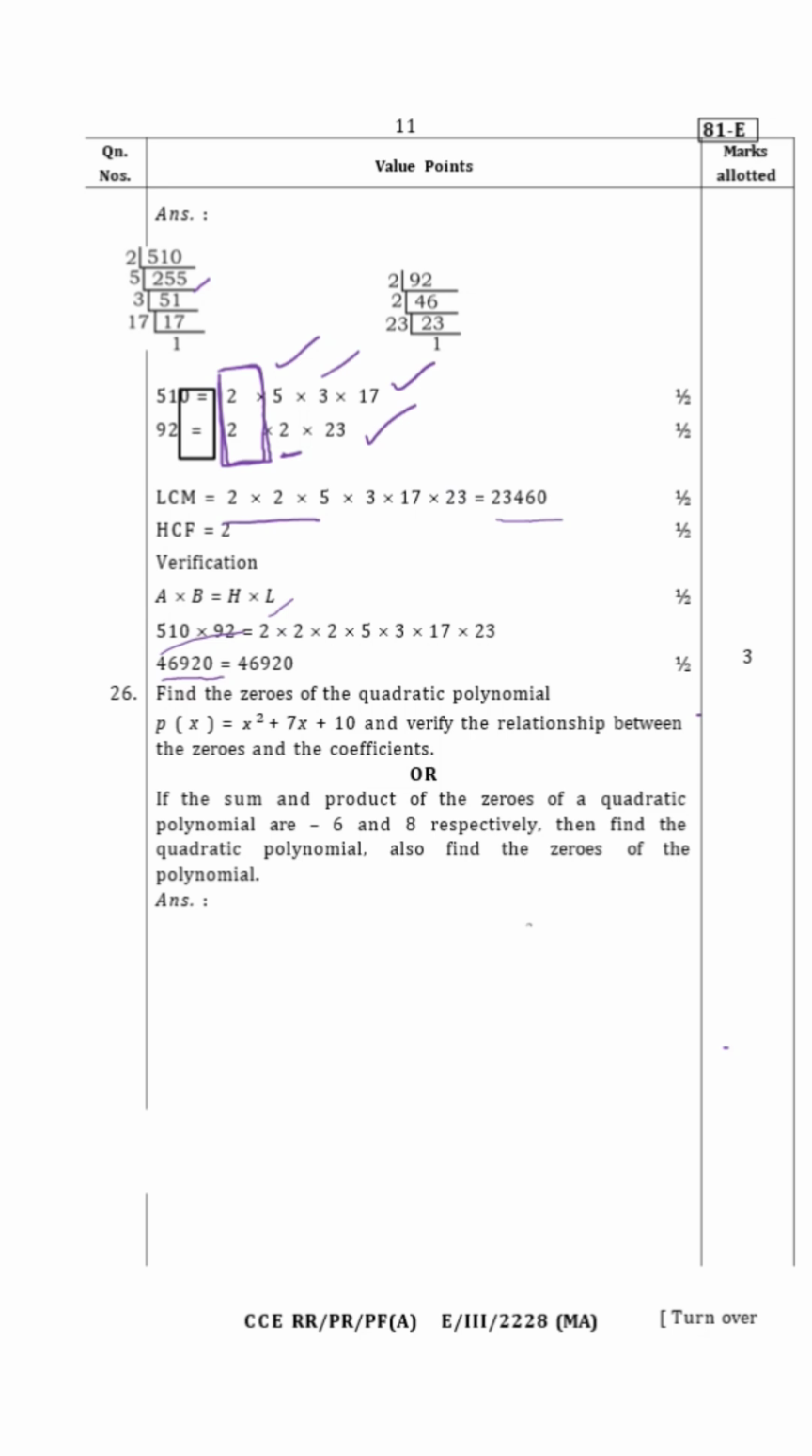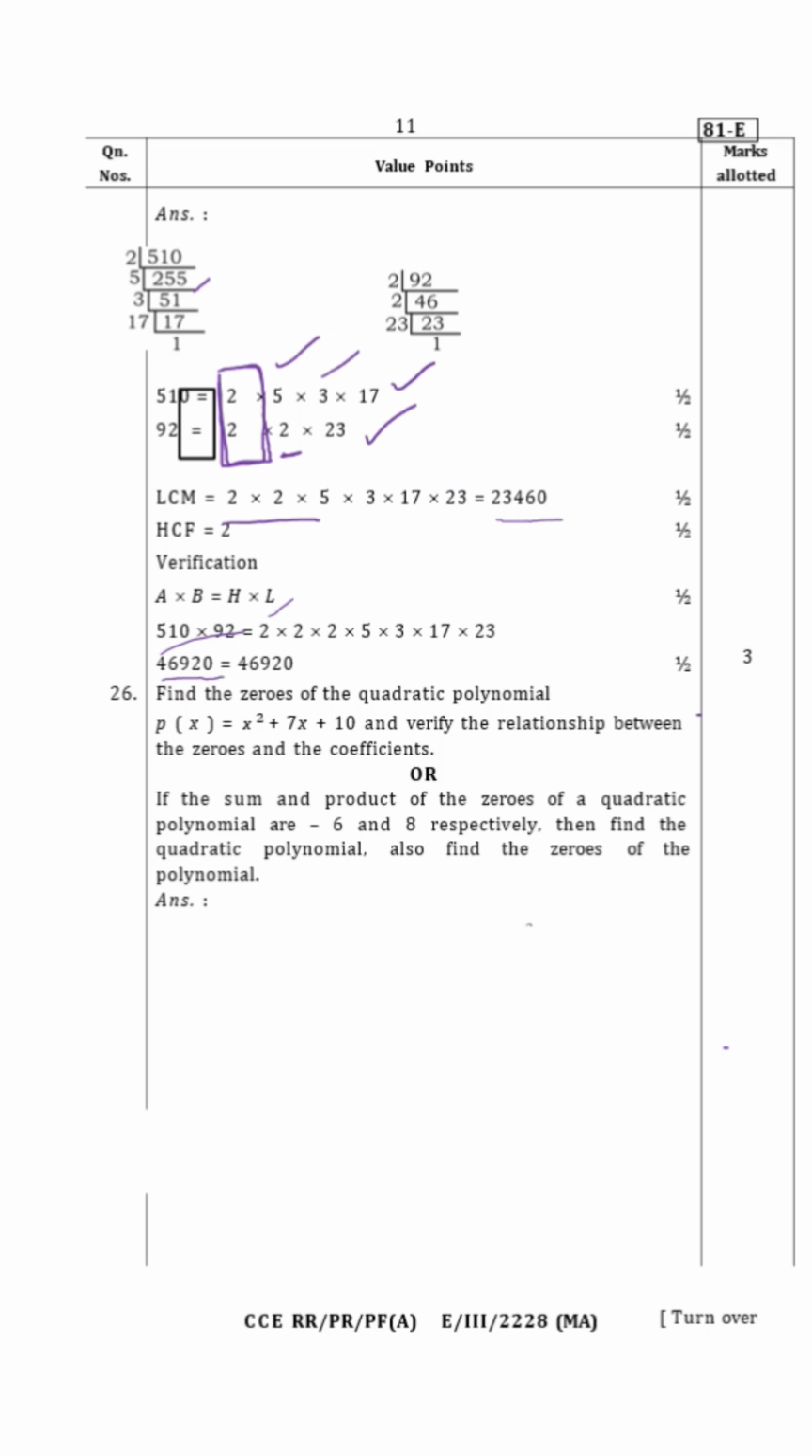Now 26th question. Find the zeros of the quadratic polynomial p of x is equal to x square plus 7x plus 10 and verify the relationship between the zeros and the coefficient. The question is taken from the chapter polynomial. There is an internal choice question from the same chapter. If the sum and product of the zeros of a quadratic polynomial are minus 6 and 8 respectively, then find the quadratic polynomial and also find the zeros of the polynomial.